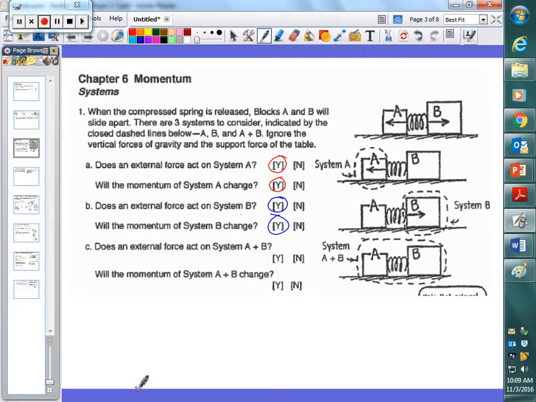All right. There are forces, but when we look at system A plus B, everything inside this dotted line, A feels a force from B, B feels a force from A. Are there any external forces? No. In this system here, A pushes on B, B pushes on A. Those are what we refer to as internal forces.